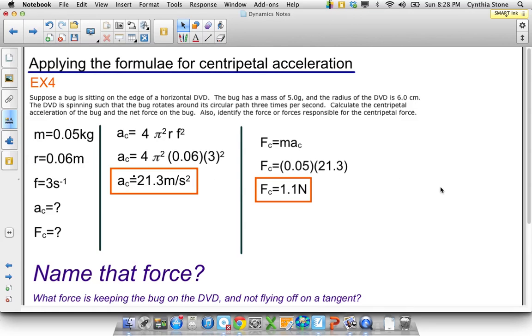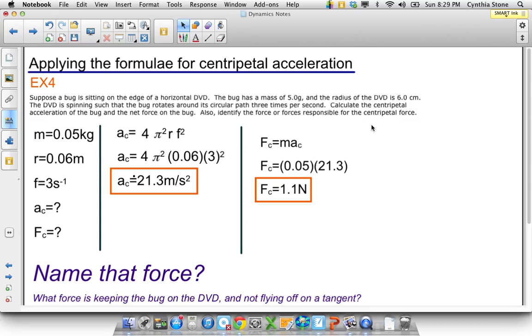Okay, here I've got a bug sitting on a DVD. The DVD is spinning so that the bug moves around its circular path 3 times per second. That sounds like frequency to me, right? Calculate the centripetal acceleration of the bug and the net force on the bug. Also, identify the force or forces responsible for the centripetal force.